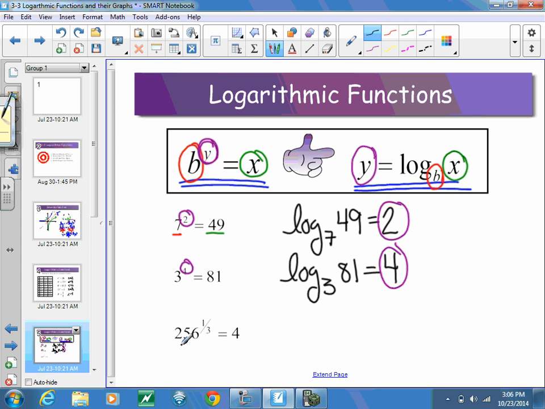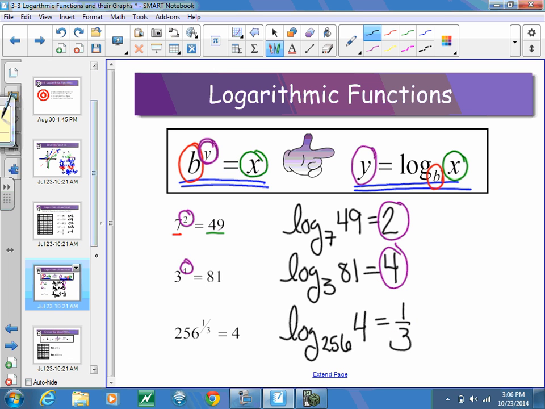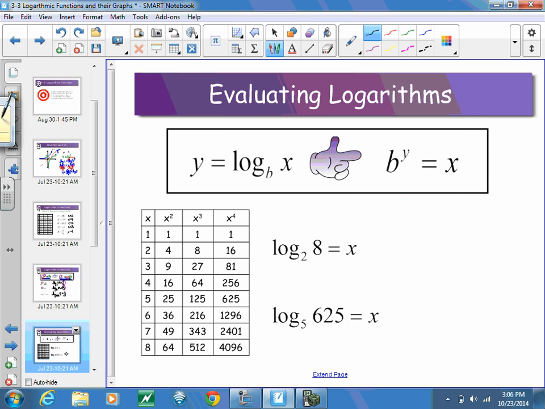And the last one here, I have a base of 256. So log with a base of 256 of 4 is equal to 1/3. So we're just going here from exponential form into logarithmic form. Makes it a little easier to solve.